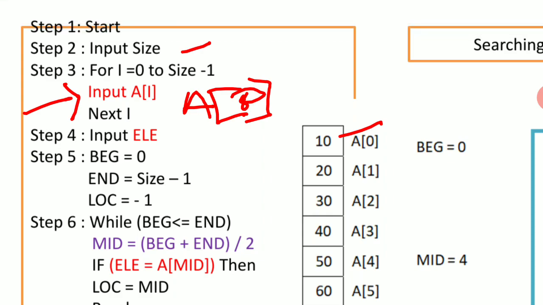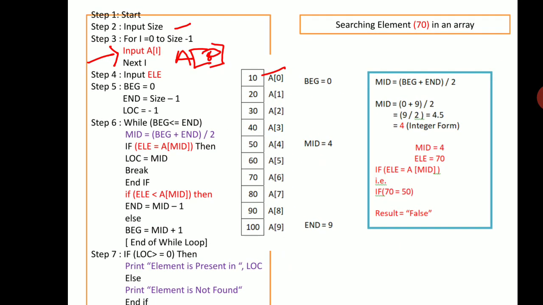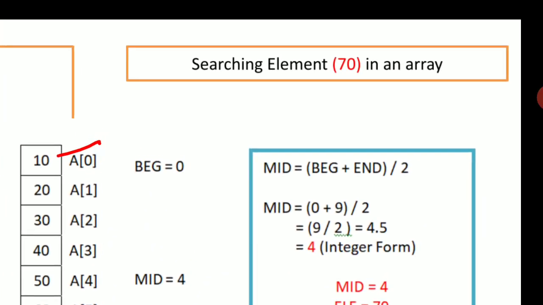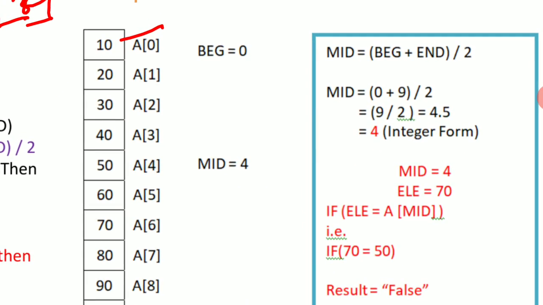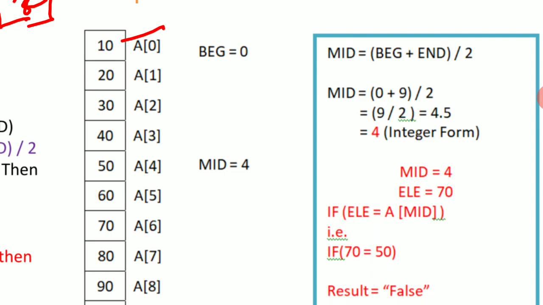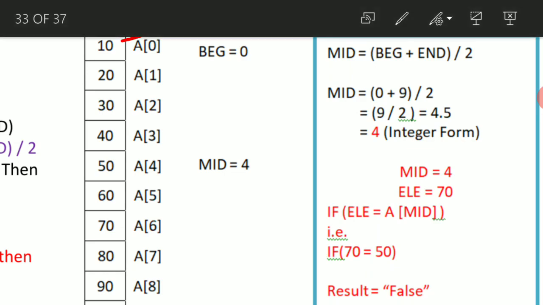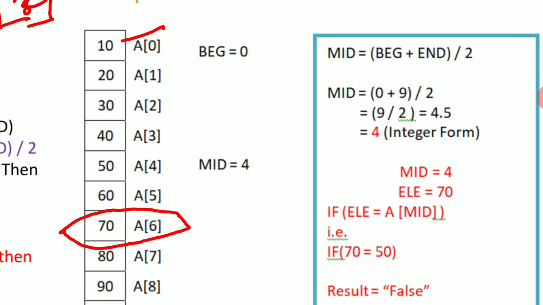What we are trying to do here, we can see we are trying to search for the element 70. Where is it? It's here, in A of 6th location. Can you observe here? It is there. We have it in the array, but we have to search for it by our binary search technique.